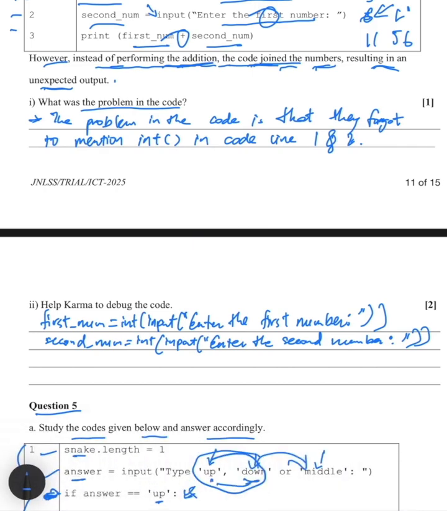Then the last one is print. So we're adding first number plus second_num. So this should be it.